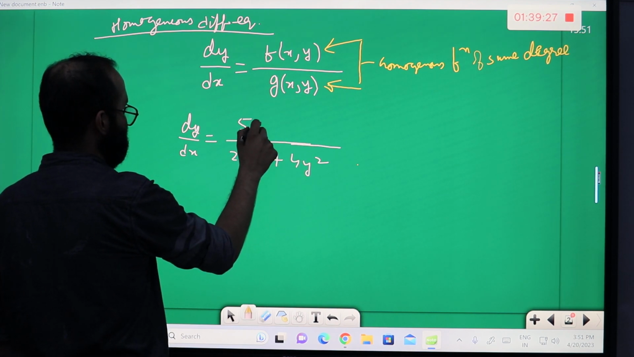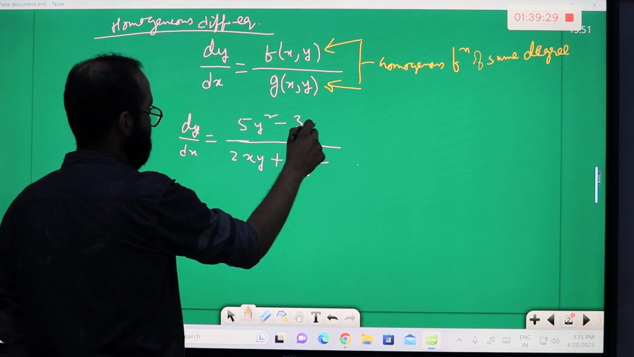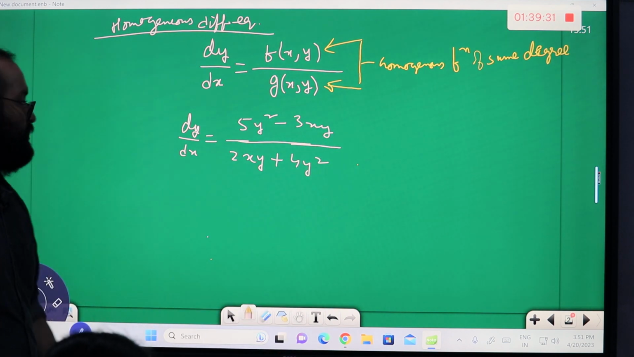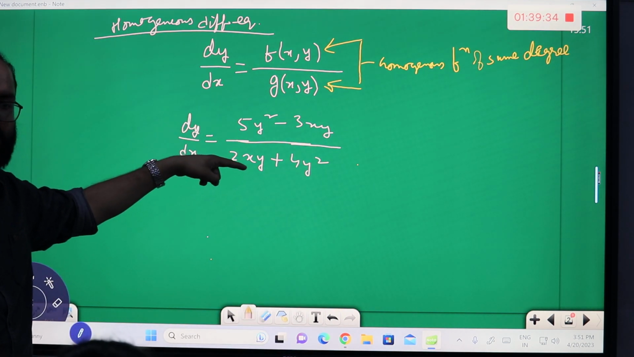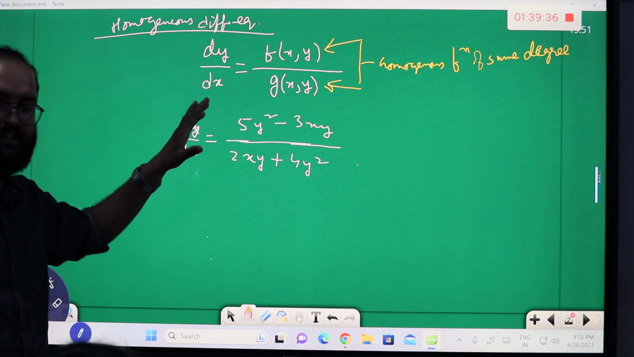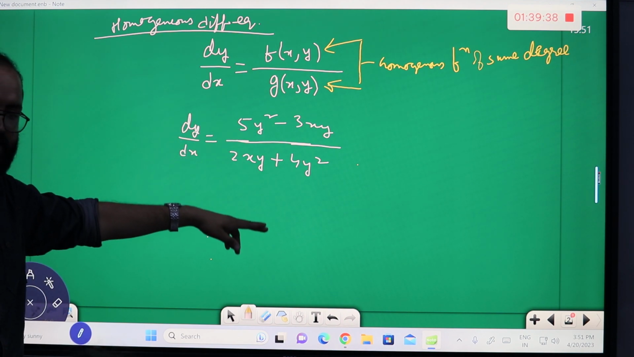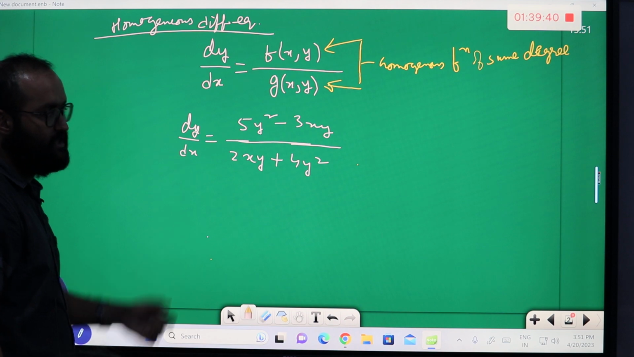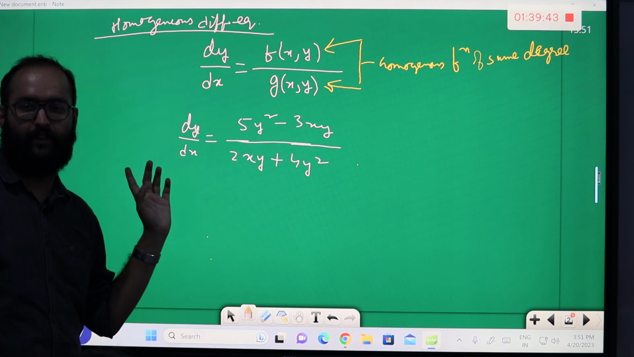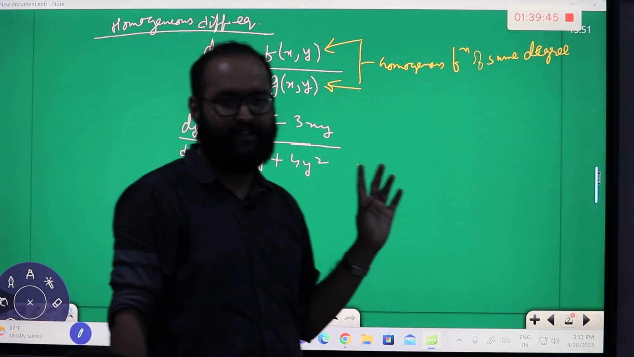Let me write it properly now. Suppose this was anything: 5y square minus 3xy. Both numerator function and denominator function are homogeneous and of the same degree. The degree is 2, isn't it? Now this is called a homogeneous differential equation, and now we'll see how to solve them. Is this clear? How to identify a homogeneous differential equation?